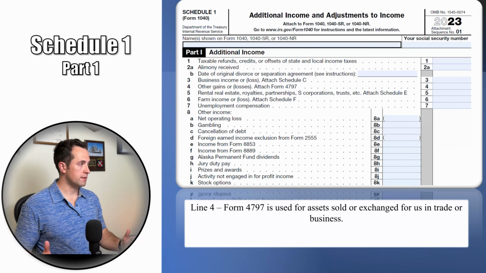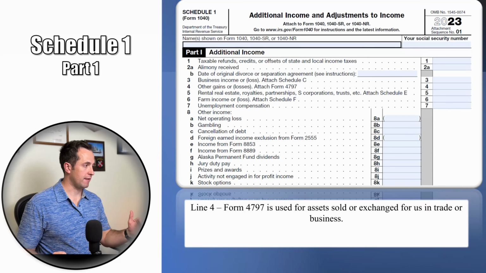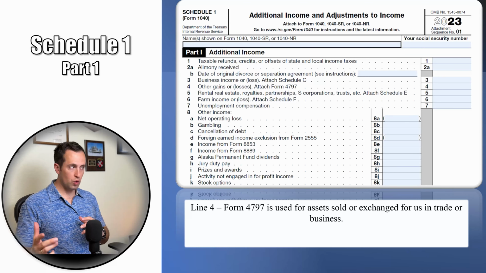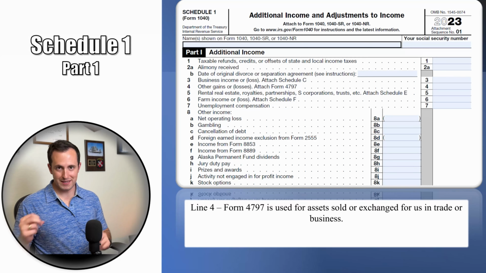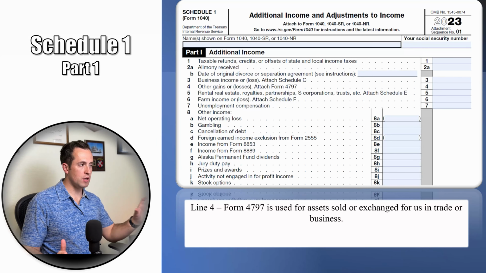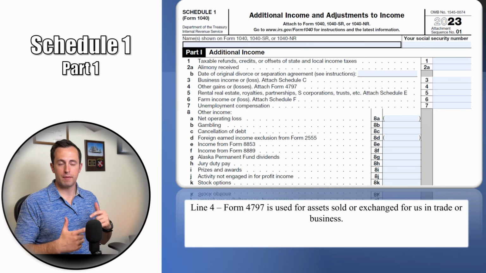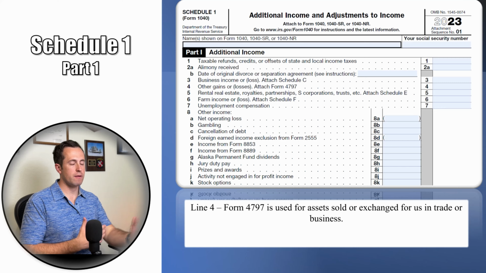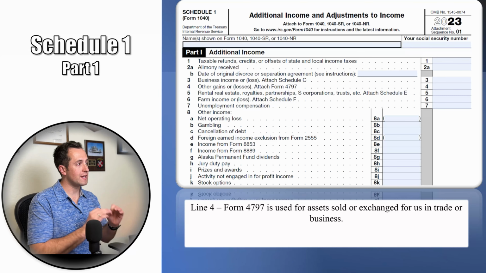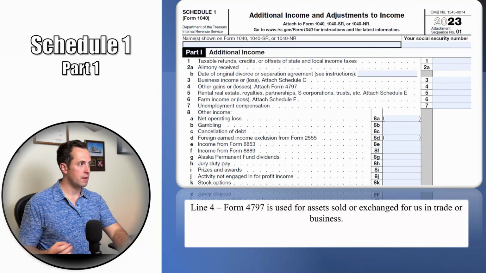For other gains or losses, that's going to be Form 4797. That's basically used for assets sold or exchanged for trade or use in a business. Now, usually that is going to be going on a much higher level, and if you are dealing with those sorts of assets and things that are being traded or exchanged, I would highly recommend going to a CPA to make sure all that stuff is documented accurately.